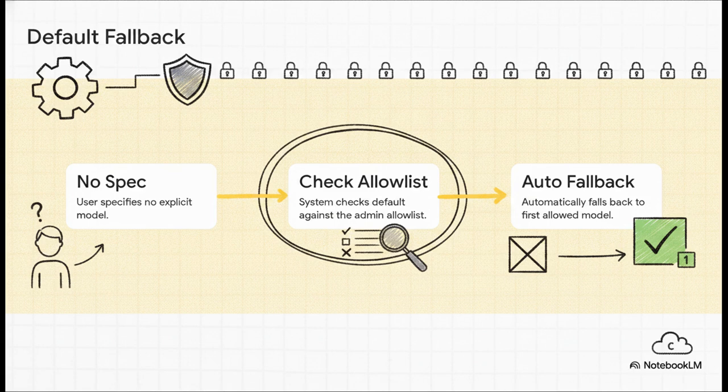No way, right? But now, with the new setting enabled, if a user doesn't specify a model, the system immediately steps in. It checks the default against your allow list, and if that default happens to be a disallowed model, Claude Code doesn't just crash or throw some confusing error. It simply automatically falls back to the very first model on your allowed list. It's a completely seamless enforcement of your rules.